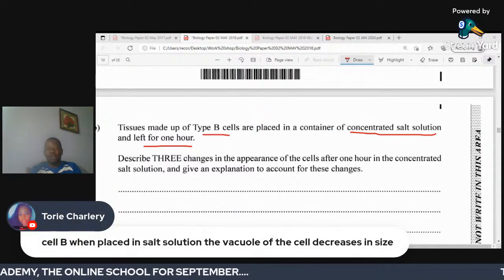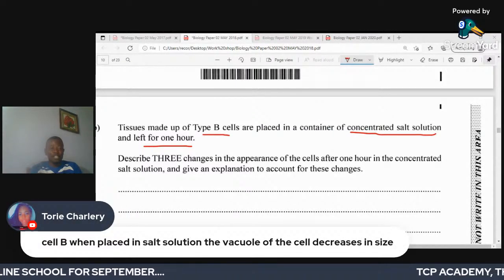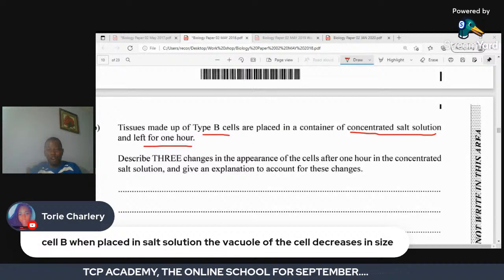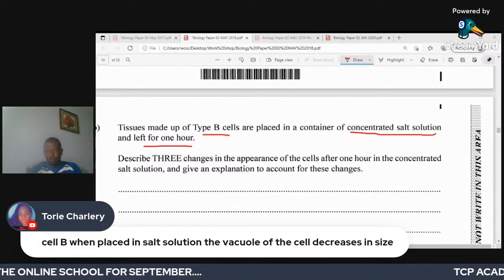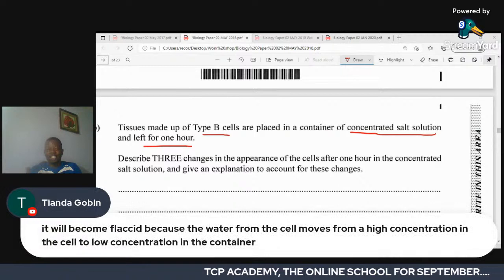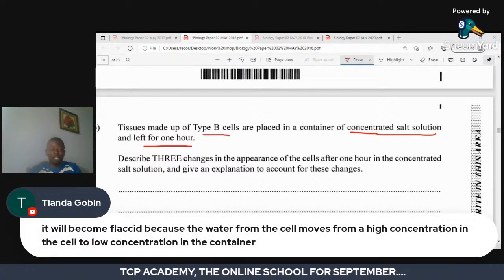So let me just take a look at this. It says cell B was placed in salt solution. The vacuole of the cell decreased in size. I want all 3 at the same time, because they are so close that they might overlap in some cases.